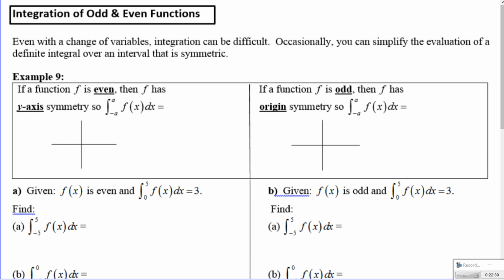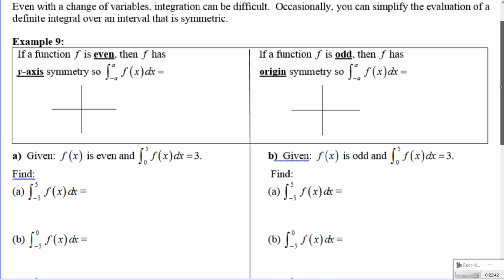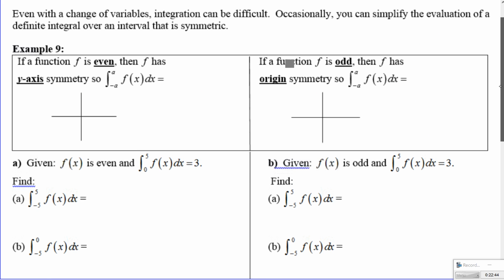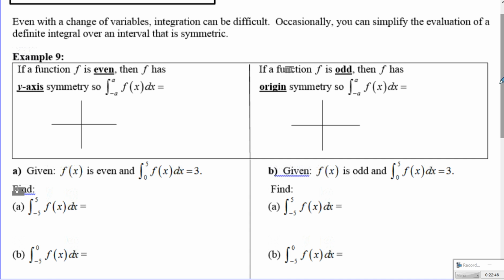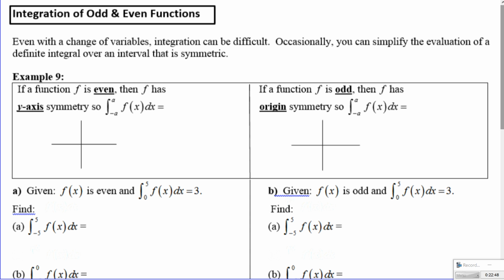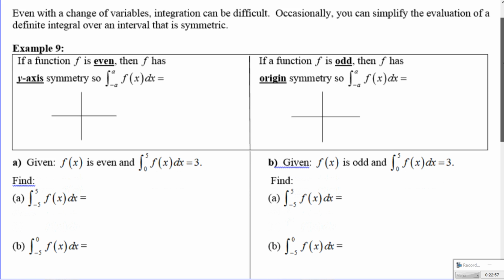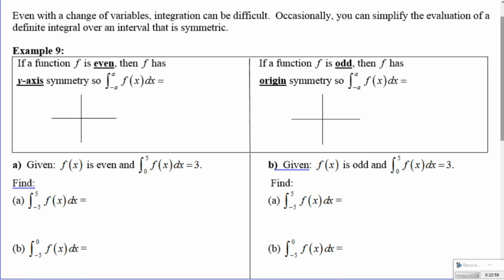And then let's save this for tomorrow, too. We can talk about, well, no, let's talk about this now, because that'll help you on your worksheet. So it says integration of odd and even functions. We know some things about odd and even functions. And sometimes it can be a real advantage to understand if it's odd or even.